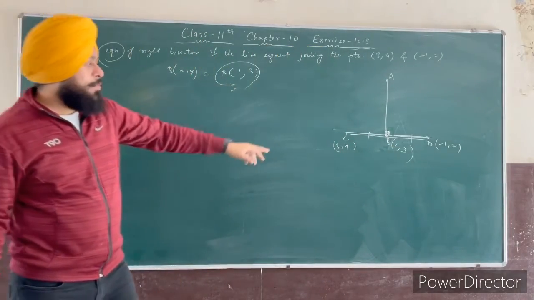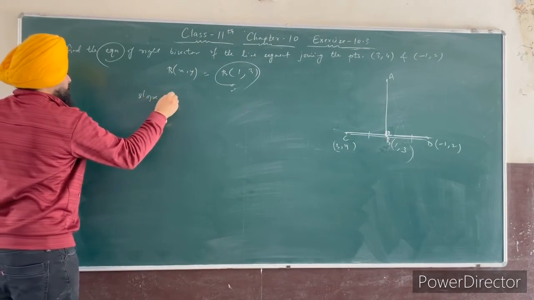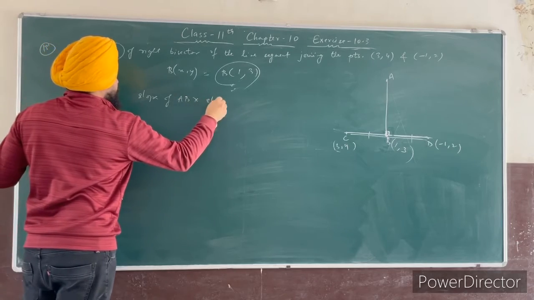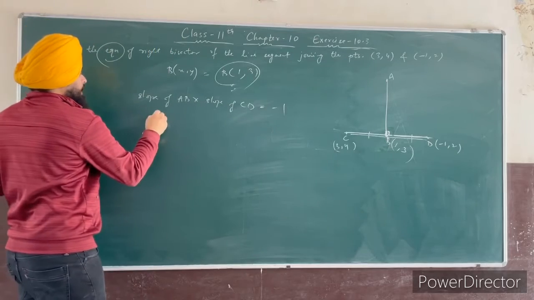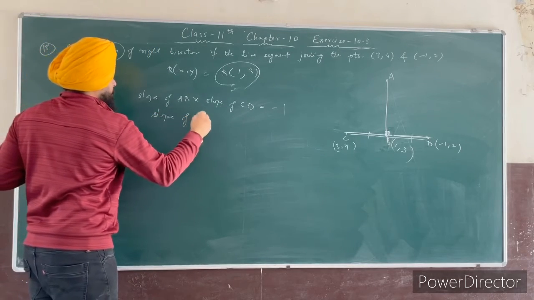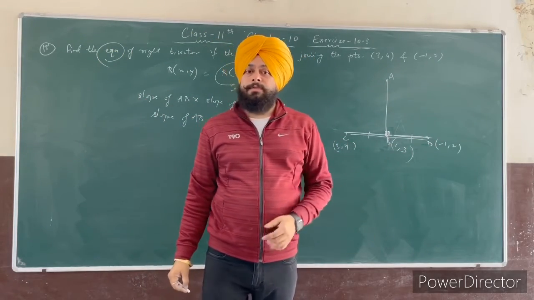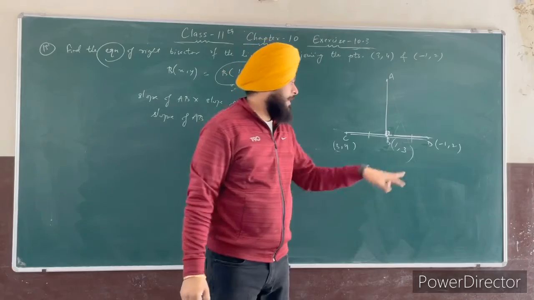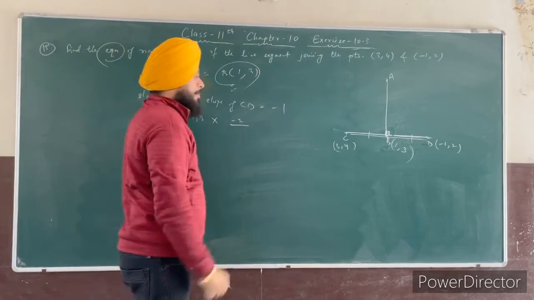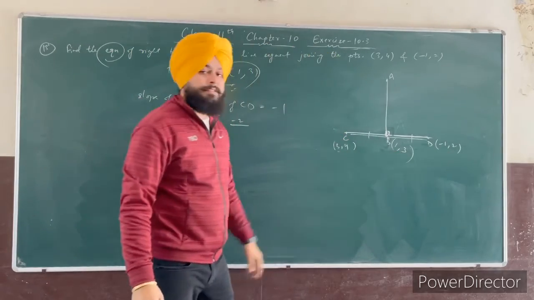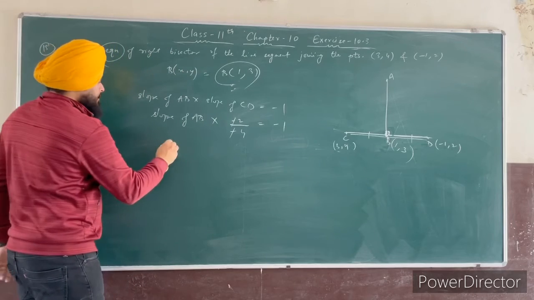Now we will find the slope of line AB. The formula is slope of AB multiplied by slope of CD is equal to -1. From this we can find the slope of AB. Now what is the slope of CD? Two points are given, so the formula is (y2 minus y1) upon (x2 minus x1). Y2 is 2, minus 4, which is -2, upon x2 minus x1, which is -1 minus 3, is -4. This is equal to 1/2, the minus signs cancel.